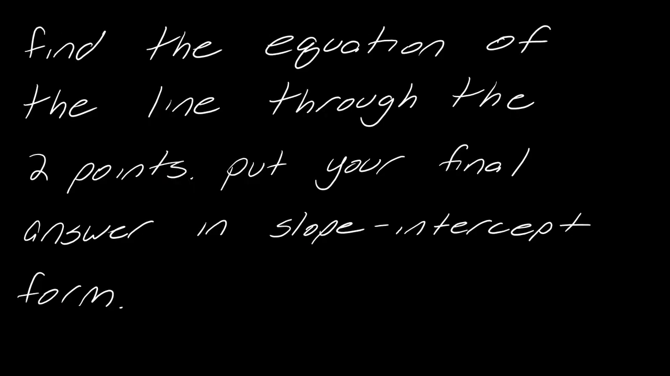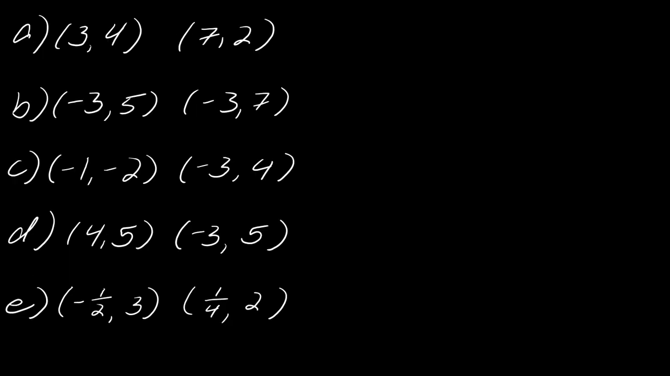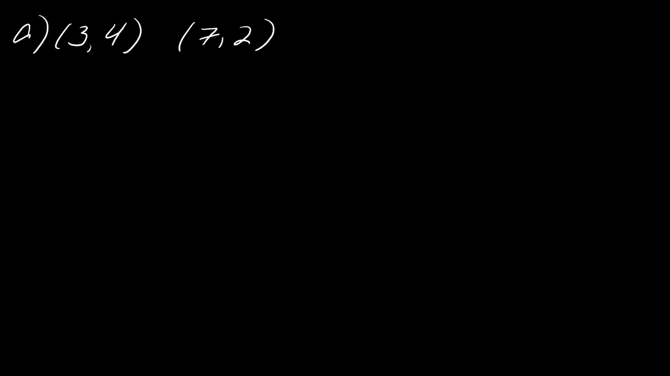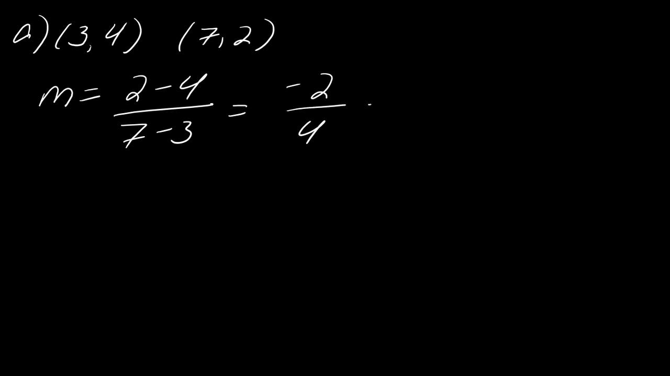So now I have to find the equation of a line through 2 points. So here are the points. And once again, you can pause the video here if you want, but I'm just going to go ahead and plow right through this. So let's start with the first set of points, 3, 4, and 7, 2. So we talked about in the review video that the first thing that you need to do is figure out what is the slope between these 2 points. So I'm going to take 2 minus 4 over 7 minus 3 to get that this is negative 2 over 4, so this equals negative 1/2. So negative 1/2 is my slope.